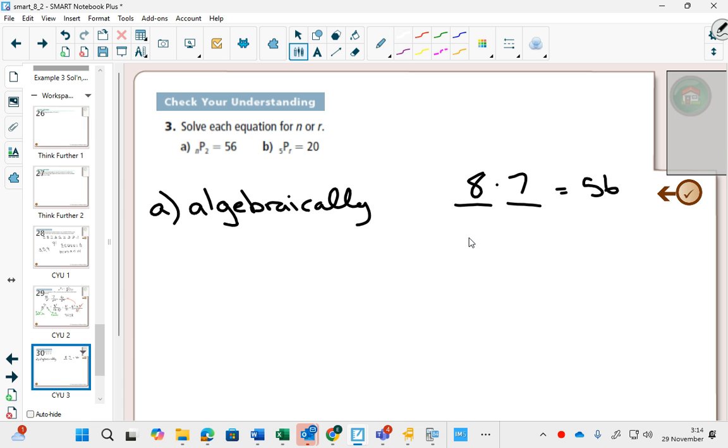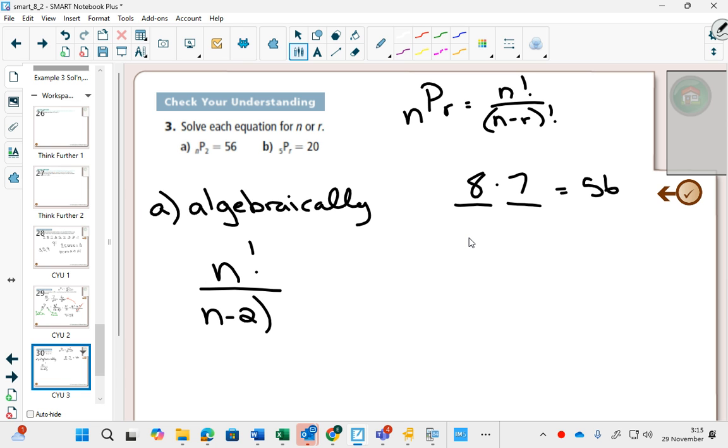You would not get full marks on this question because it did say to solve it algebraically. Algebraically means you have to take your formula. So you go to your formula sheet and you see this. And so nP2 would be n factorial over n minus 2 factorial equals 56, and we have to solve this algebraically.